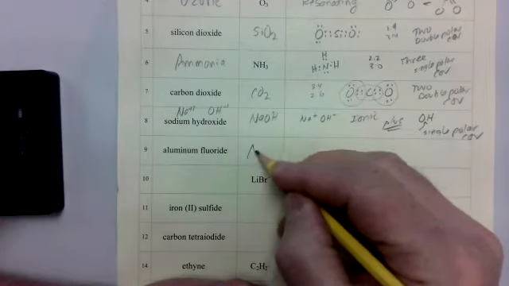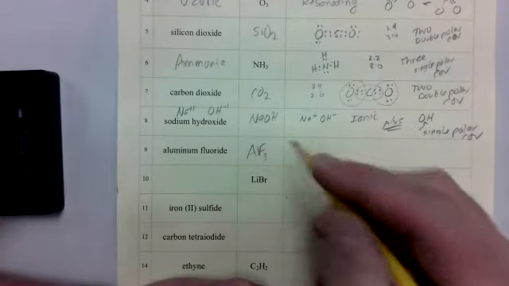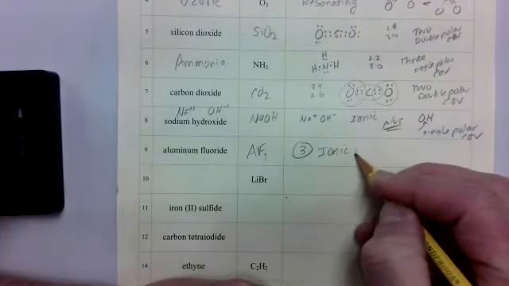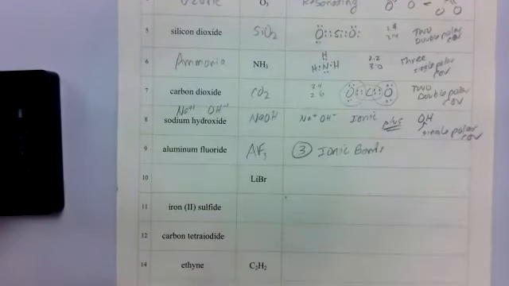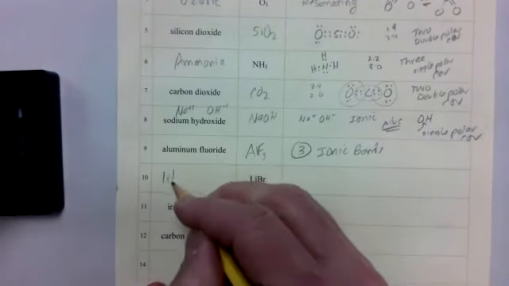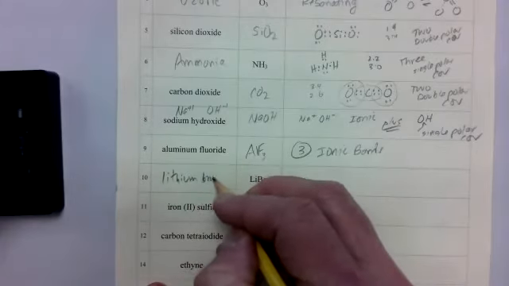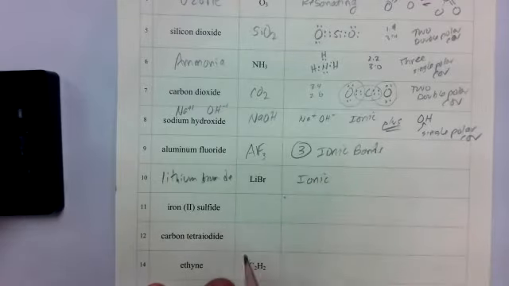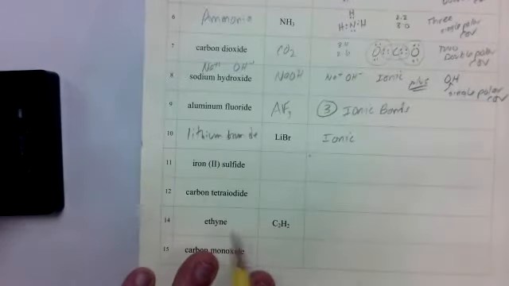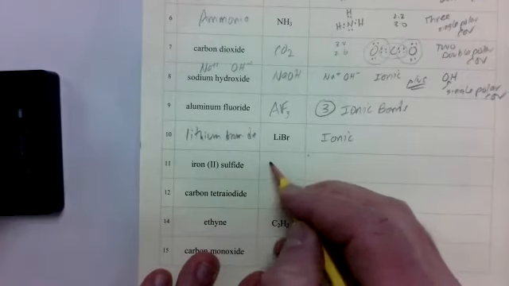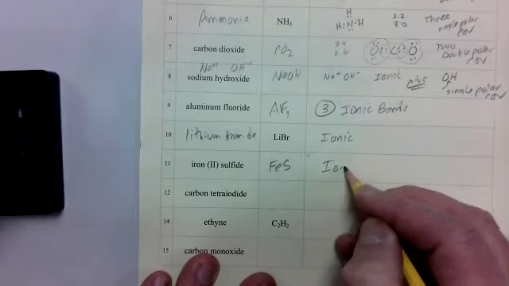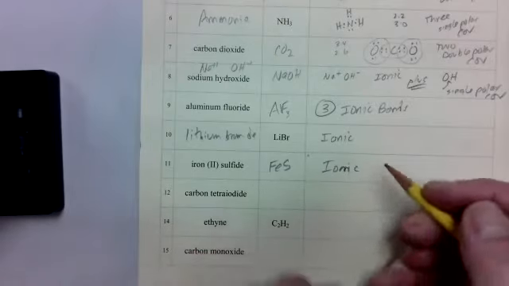Aluminum fluoride is AlF3. We're going to have 3 ionic bonds. Aluminum to fluorine again, and aluminum to fluorine again. This is called lithium bromide, and it's going to be ionic. There's only 1 lithium and only 1 bromine. Iron Roman numeral 2 sulfide. That means it's going to be FeS in a 1-to-1 ratio. This is also ionic.